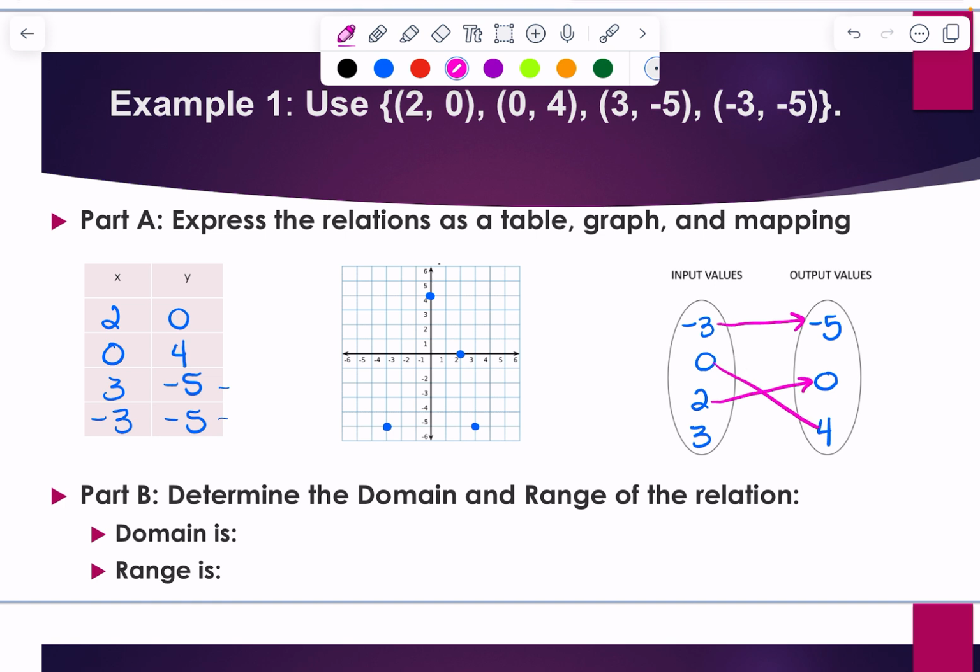0 goes to 4. And 3 goes to -5. So it looks like that. Then it says determine the domain and range of the relation. Remember, domain, that's our x's, range is our y. So my domain is -3, 0, 2, 3. My range is -5, 0, 4. Okay, so that's how we do that, and we express those relations as a table, a graph, and a mapping.